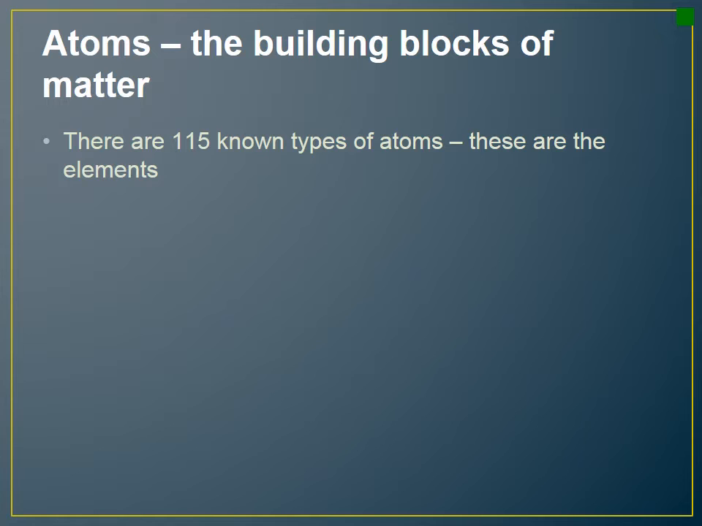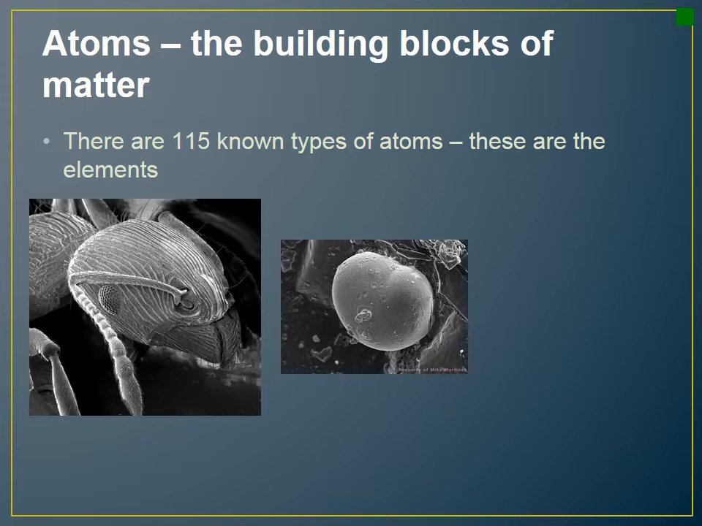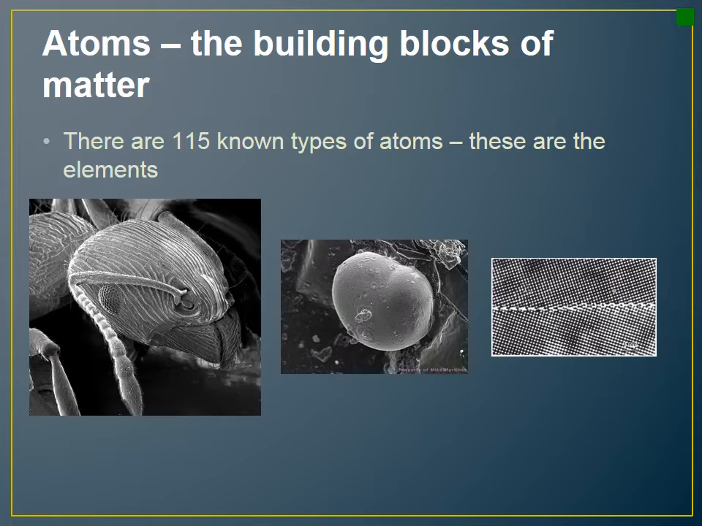So let's start small. Atoms are the building blocks of matter. If you zoom in on anything that you're looking at, the closer you get, the chunkier it gets. Take, for example, this ant. If you zoom in even more, you see more parts of that ant. And if you zoom in even more, you'll eventually get to the atoms that make up that ant that look almost like little Lego pieces. There are currently 115 types of atoms that are known as the elements that we can find on our periodic table.